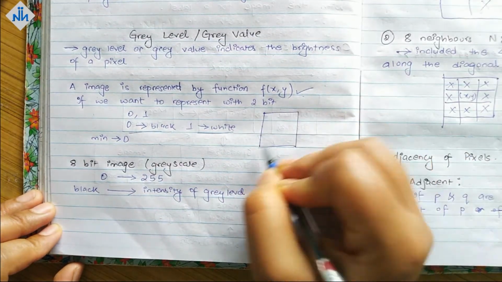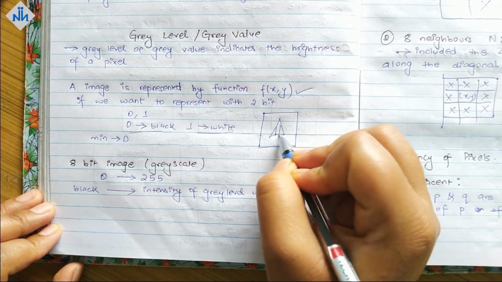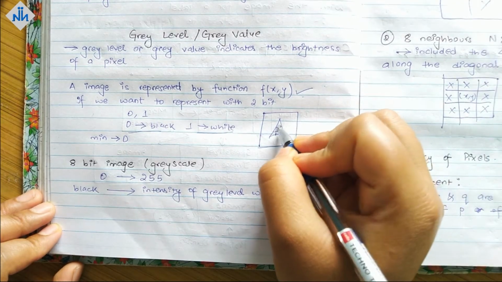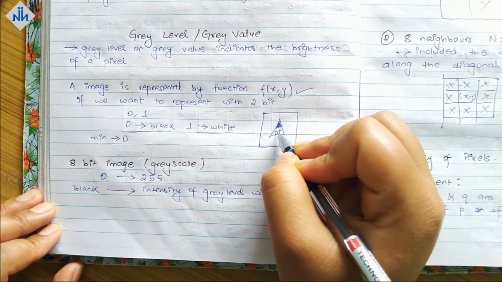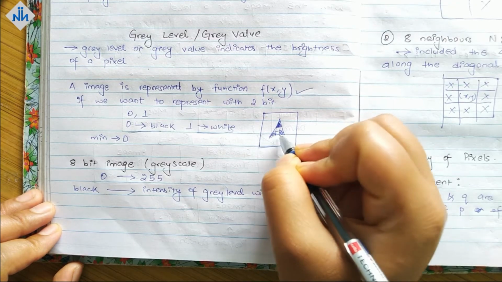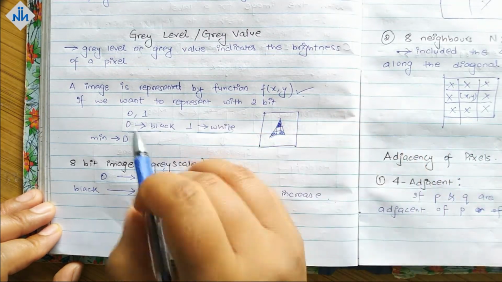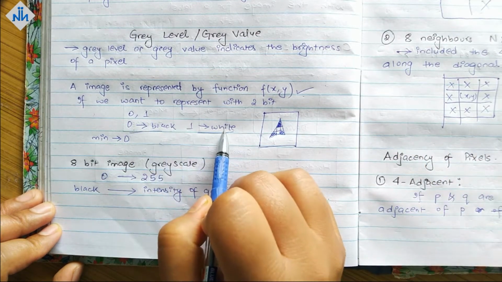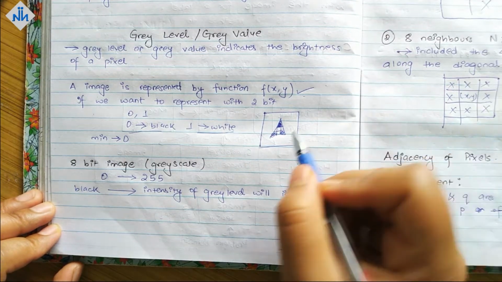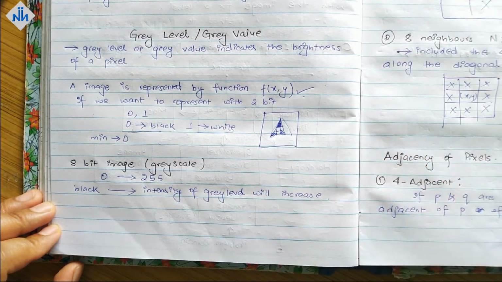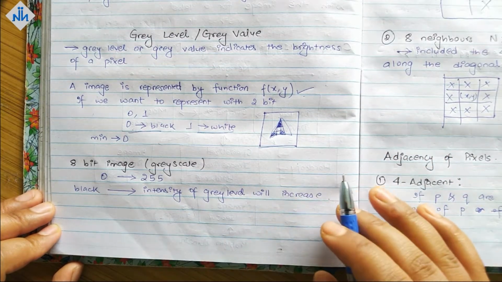So basically we have an image like this, and suppose it has pixels like this. Suppose this pixel is 0, this pixel is 0, and this pixel is 0, and the others are 1. So 0 will basically mean black and 1 will mean white. So this image is only built of 2 levels, but in general we have more bits.